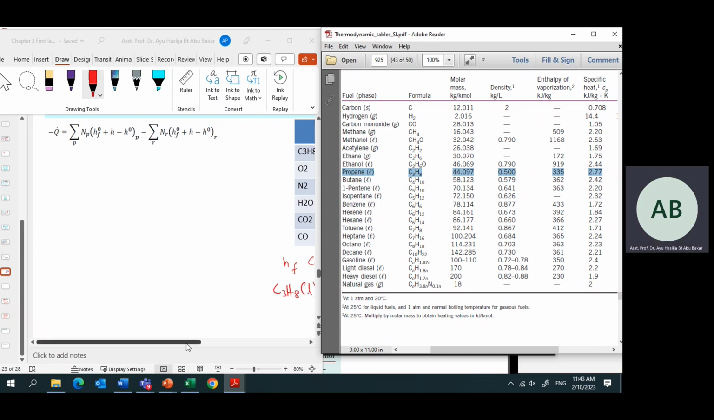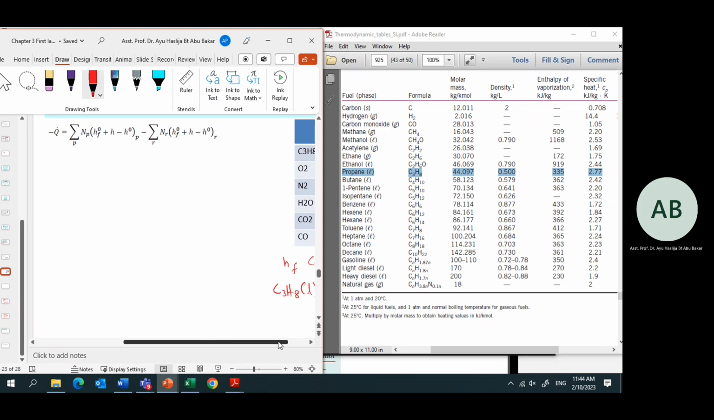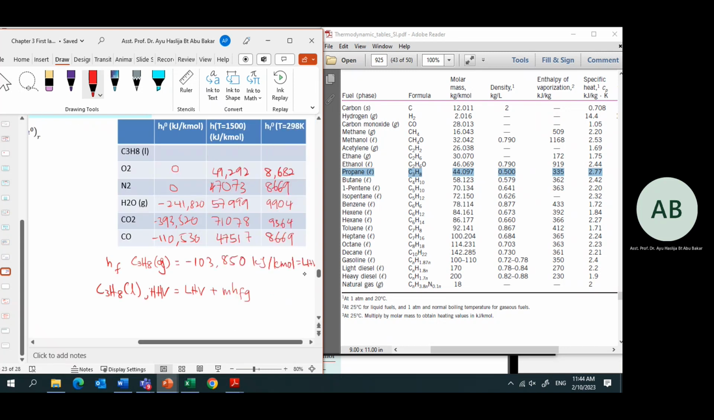Okay, we extract the info first. LHV is this one, the earlier part. M is the molar mass. Multiply by HFG. HFG over here is 335. Okay, try to calculate what you get.